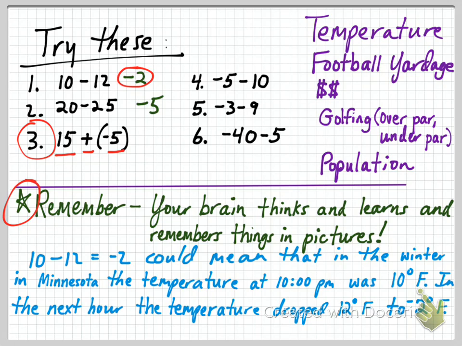-5 is number 2. 20 minus 25. 15 plus -5 is like 15 minus 5. Well, that's 10. -5 minus 10, lose 5 yards, then lose 10 yards, so I've lost 15 yards total.